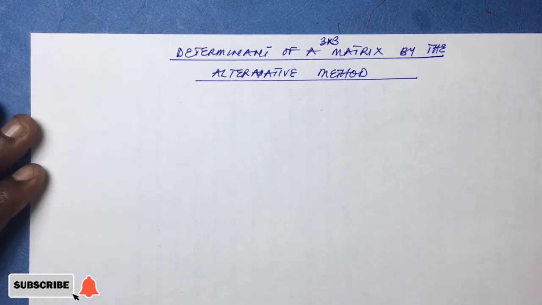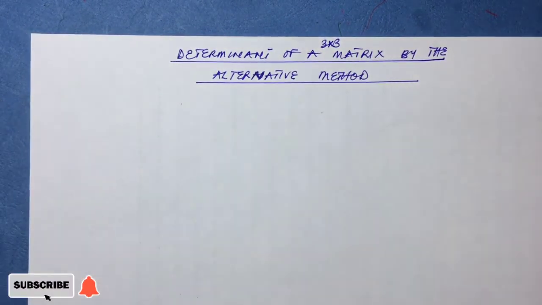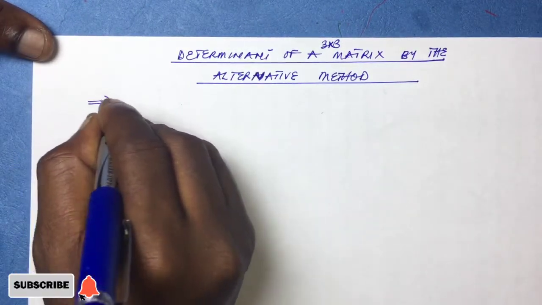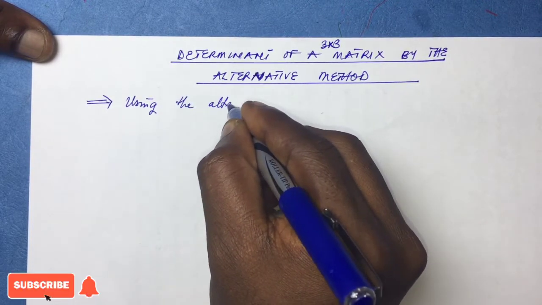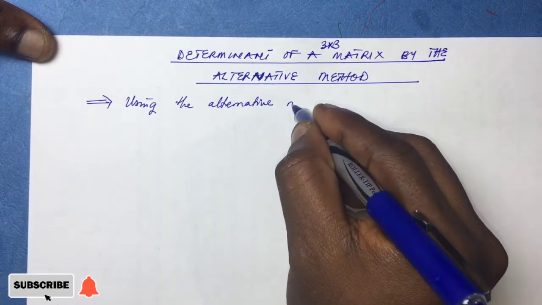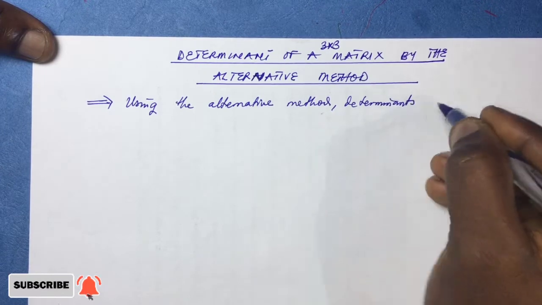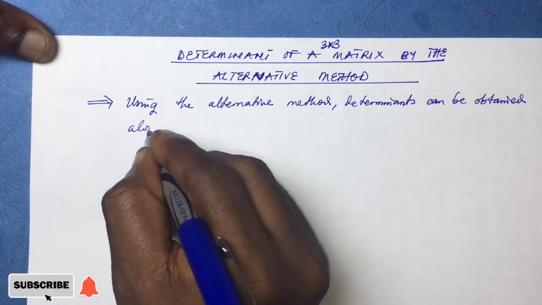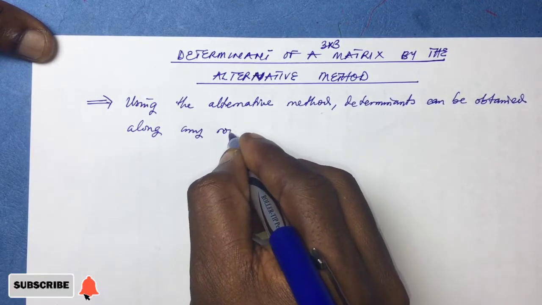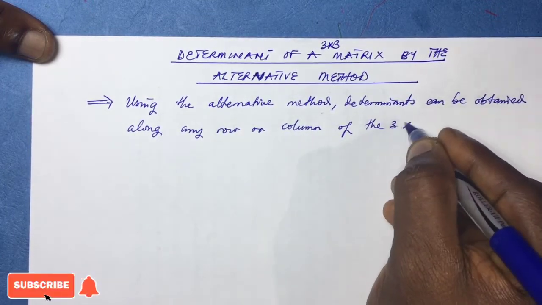Now let's begin. So how do we obtain the determinant of a 3 by 3 matrix using what I'm going to call the alternative method? Let's begin with discussing that, okay? Now, the first thing I want to say is that using the alternative method, determinants can be obtained along any row or column of the 3 by 3 matrix.